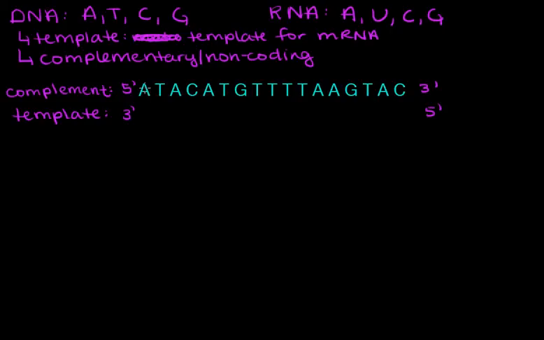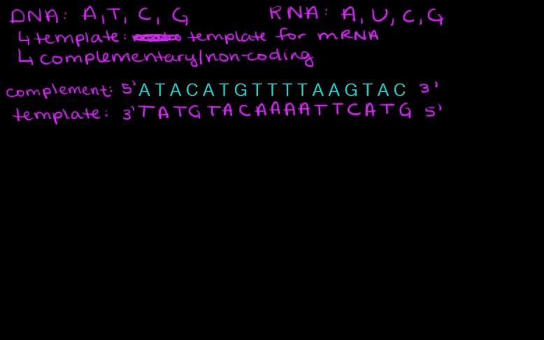So A is going to base pair with T. T will base pair with A, A with T, C base pairs with G, A base pairs with T, T base pairs with A, G base pairs with C, T with A, T with A, T with A, T with A, A with T, A with T, G base pairs with C, T with A, A with T, C base pairs with G. Okay, so now this is the sequence that we can then use to determine our mRNA.